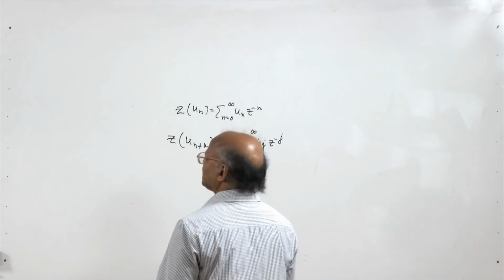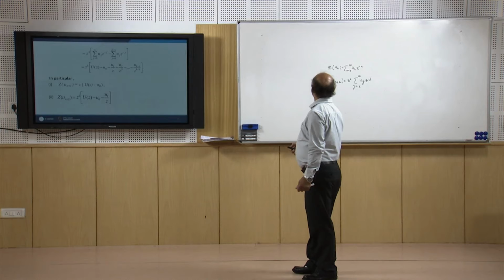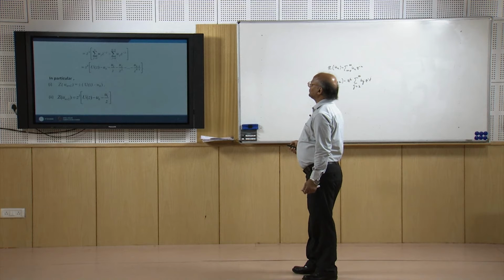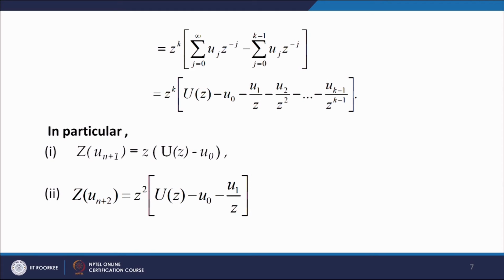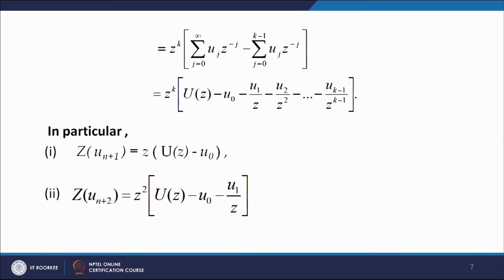This summation can be expressed as sigma j equal to 0 to infinity u_j z to the power minus j, and from that we subtract the terms sigma j equal to 0 to k minus 1 u_j z to the power minus j. So, we subtract this sum and add this sum. When we add this sum to the existing sum, that is sigma j equal to k to infinity u_j z to the power minus j, we will have sigma j equal to 0 to infinity u_j z to the power minus j. Now, this is nothing but U(z), the z transform of the sequence u_n.